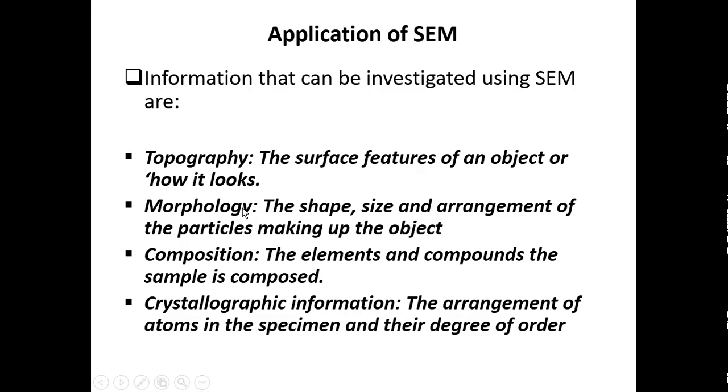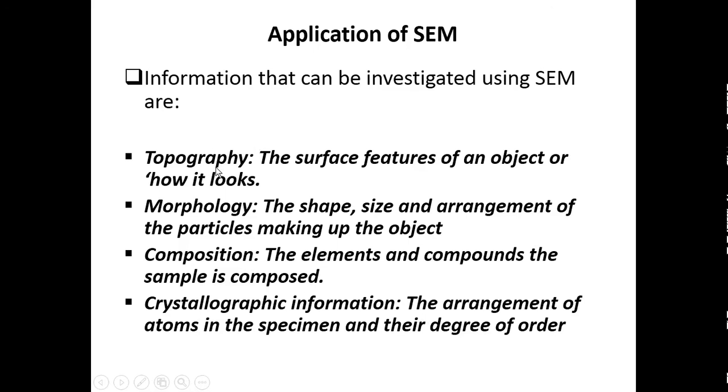Then, what are the applications of SEM? Information that can be investigated using SEM are topographical information of the surface features of an object, or how it looks. Then morphology can be understood. What is morphology? Morphology means the shape, size and arrangement of the particles making up the object. Then composition, the elements and compounds of which the sample is composed. Then crystallographic information, that is very important.